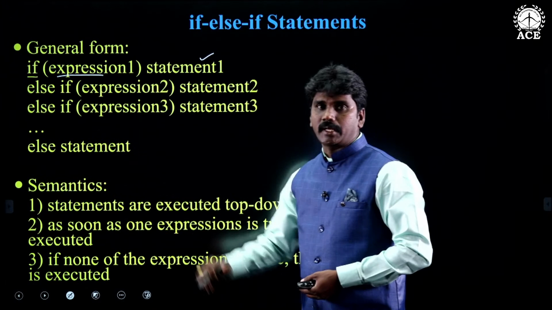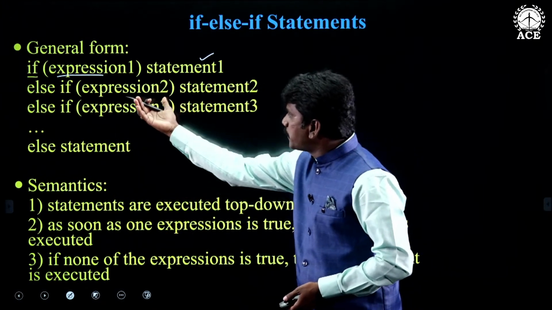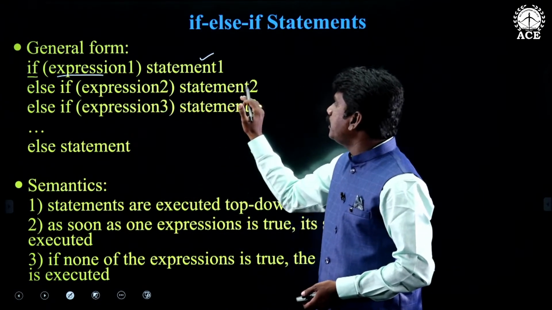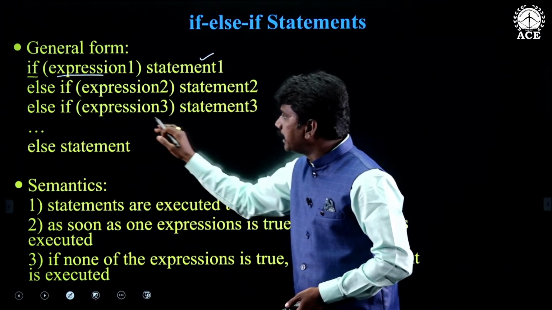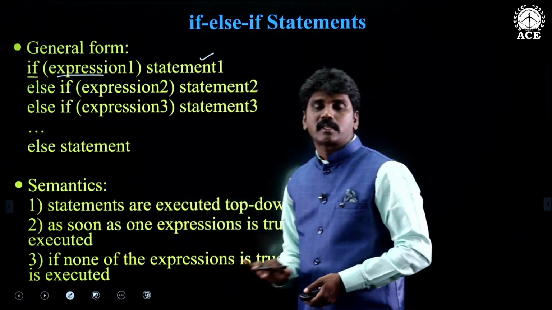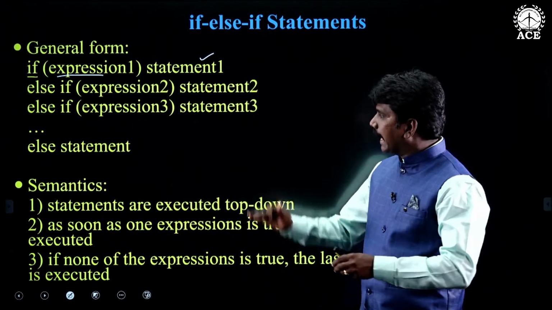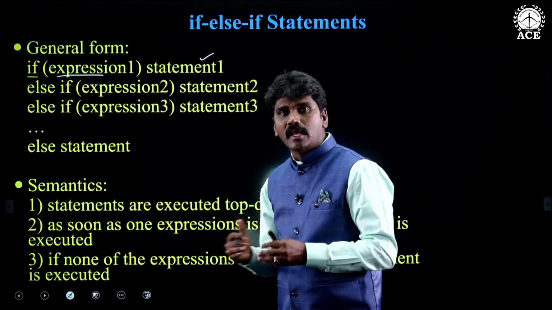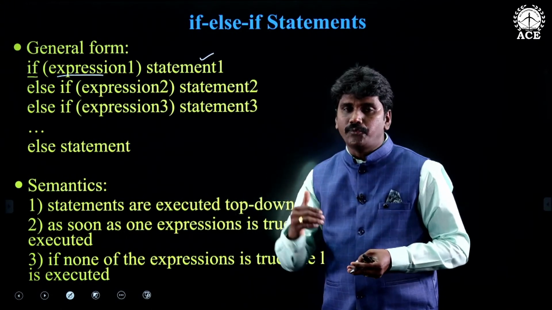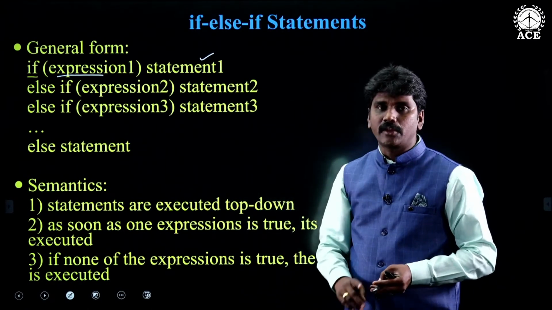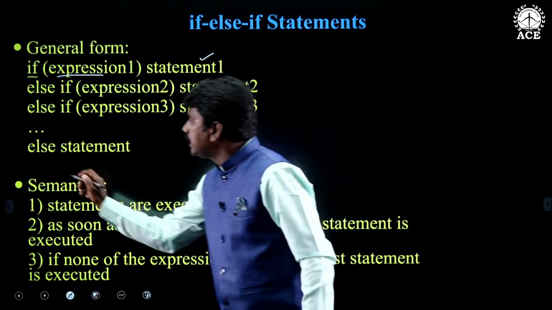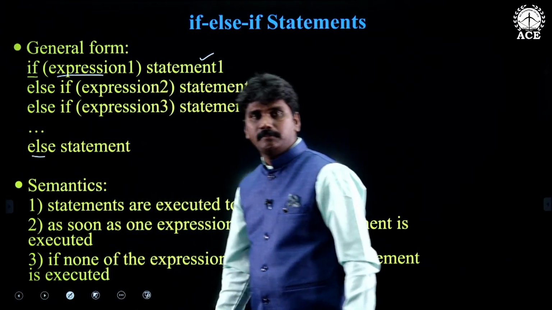Expression 2 will be checked. Suppose expression 2 is true, then statement 2 will be executed, and all the remaining conditions are going to be skipped. Like this, the conditions are going to be checked one by one from starting to ending. Suppose all the conditions are false, finally the else part will be executed.